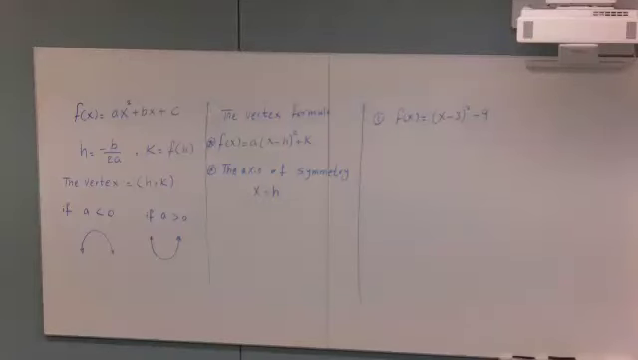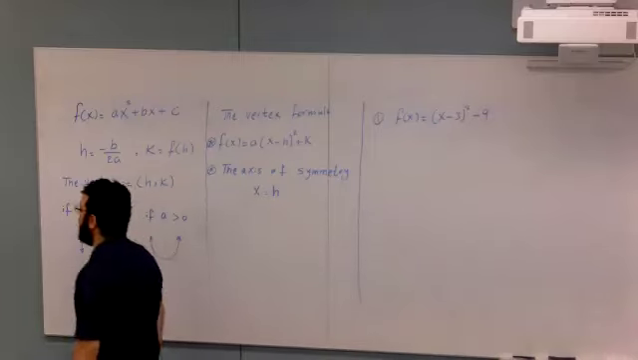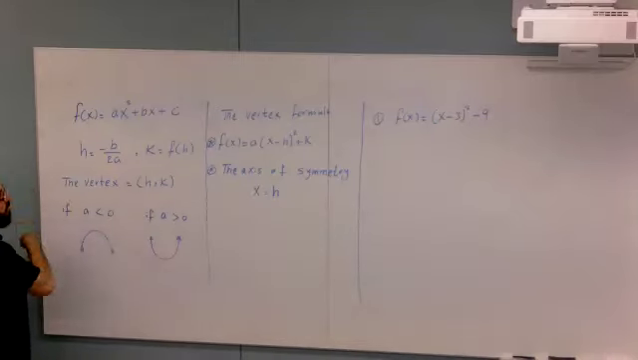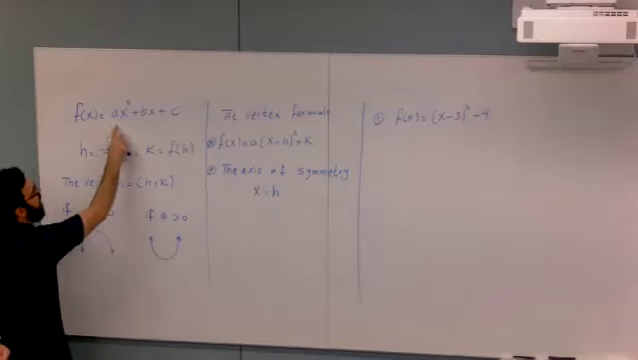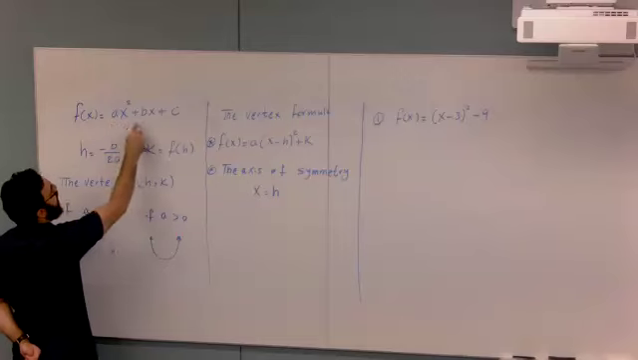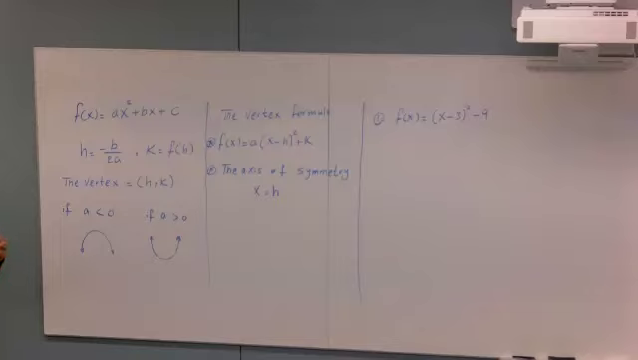Let's start with section 3.1. You already know the general form for any quadratic equation: ax squared plus bx plus c. So write down this note.